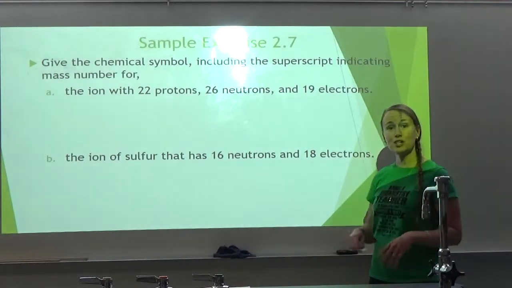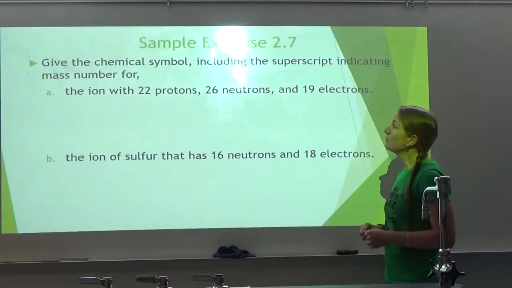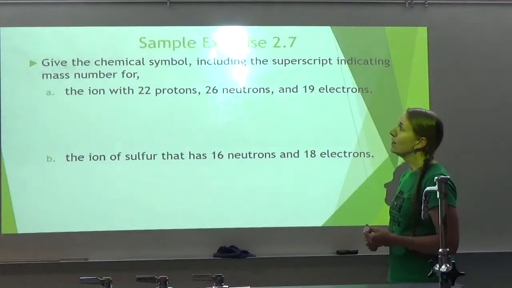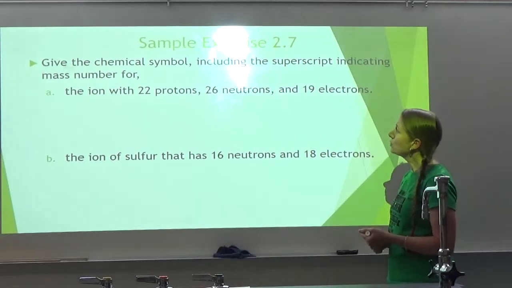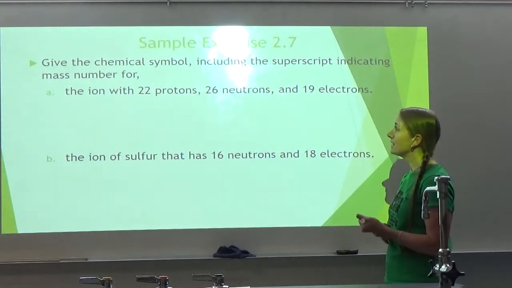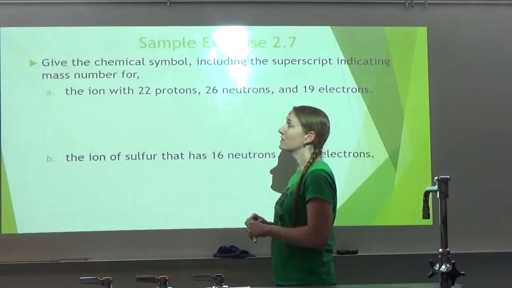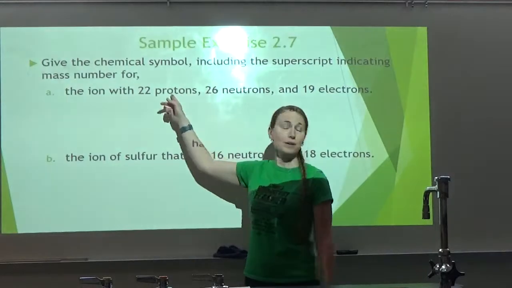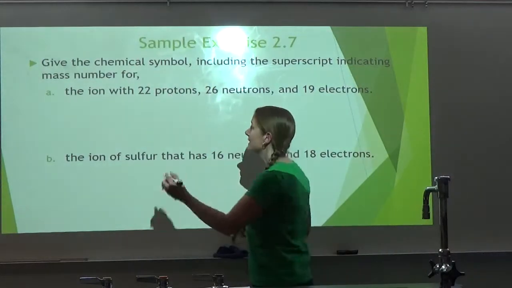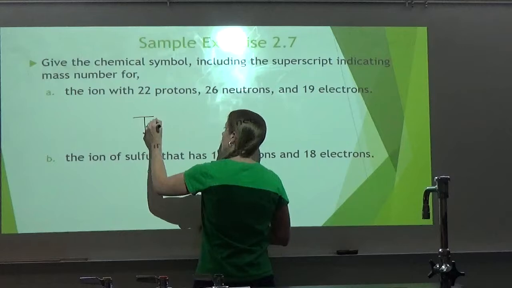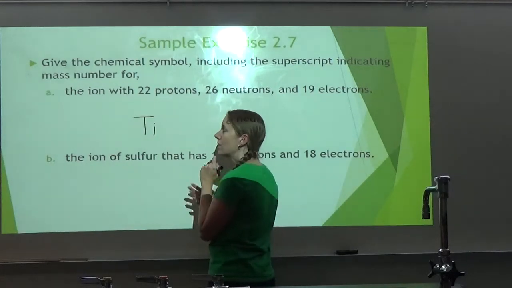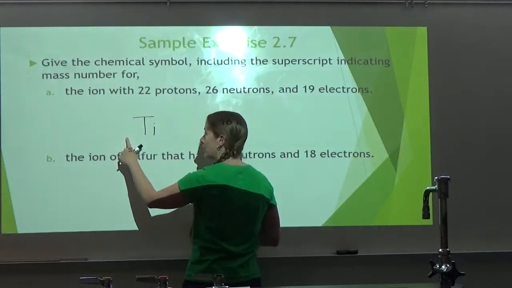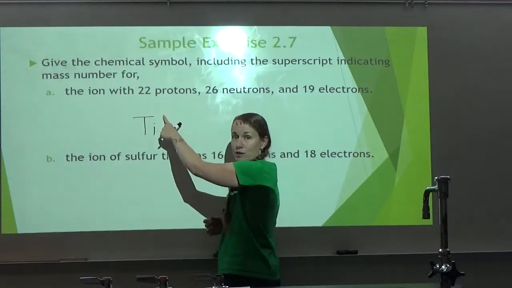So let's go ahead and jump on in. It says, give the chemical symbol including the superscript indicating mass number for the ion with 22 protons, 26 neutrons, and 19 electrons. Okay, so first of all, I have to identify the element. So I can only do that with protons. So I'll look at the periodic table. 22 protons is titanium. So remember, when we're doing our shorthand, we do mass number, atomic number, and if there's a charge, it goes up here.